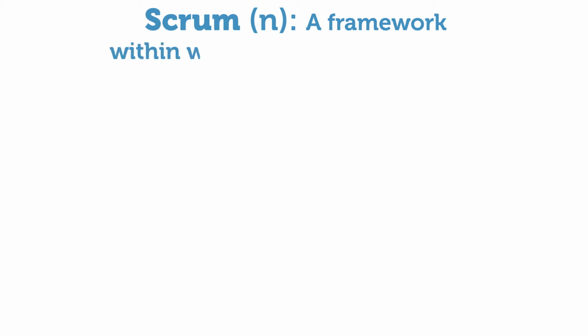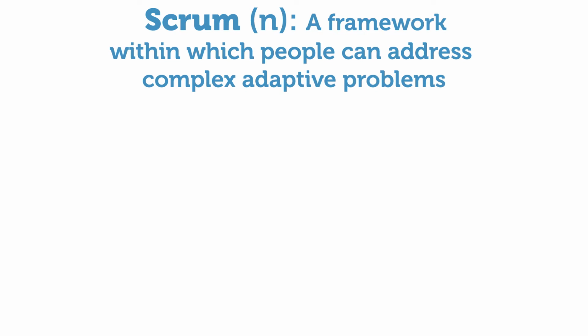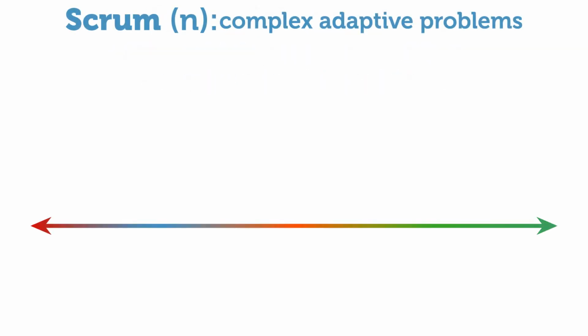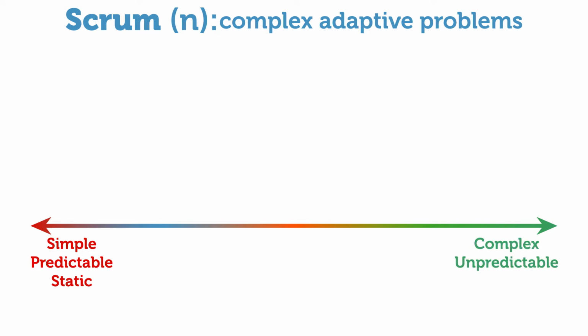The second part of the definition describes something called a complex adaptive problem. To understand that, let's look at a spectrum. On one end of the spectrum, we will place problems that are simple, predictable, and static, or unchanging. On the other end, we'll place problems that are complex, unpredictable, and adaptive, or always changing.